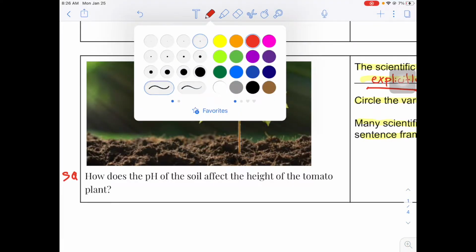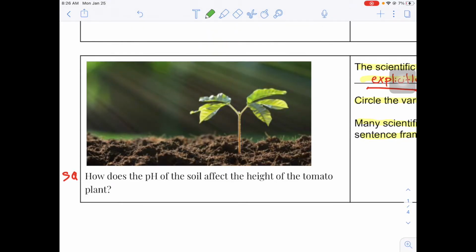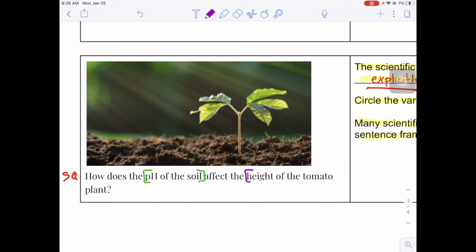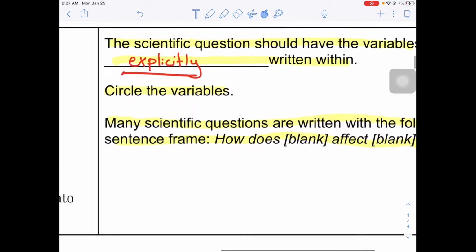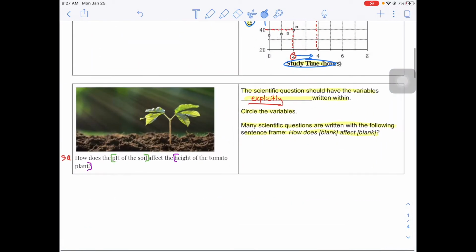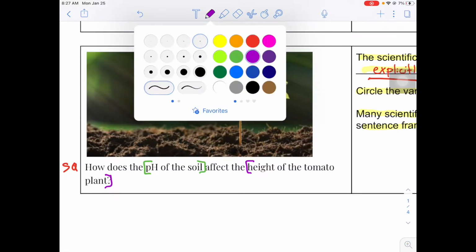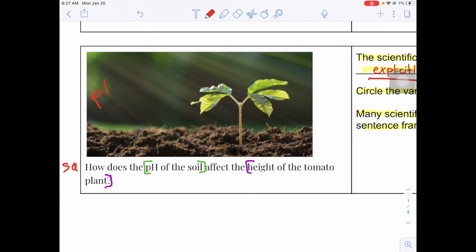So I'm going to do green for this first variable. I'm going to do a bracket instead of a circle. And then purple for the next variable, height of the tomato plant. Good. And so now our scientific question has that sentence frame. How does blank affect blank? Good. So what is pH? Just some background here. pH just means acidity, like lemon juice, hot sauce. Those are very acidic. Milk, not very acidic.